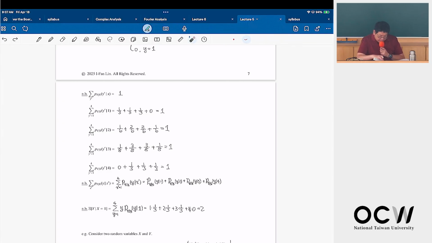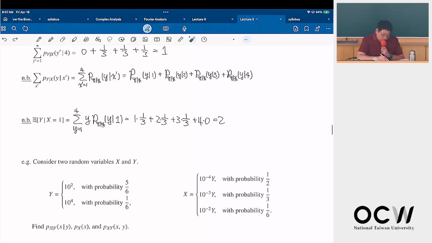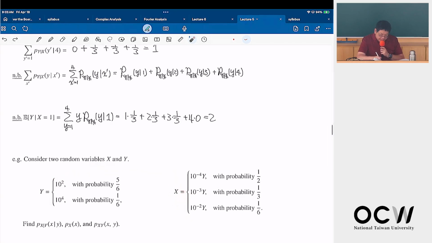Now, for the next example, I have two random variables, x and y. So y is either 100, 1,000, or 10,000. And then x is related to y. So x is either 10 to the minus 4 times y, or 10 to the minus 3 times y, or even 10 to the minus 2 times y, with different probabilities. I want to find the conditional PMF of x given y, the marginal PMF of x, and the joint PMF of x and y.